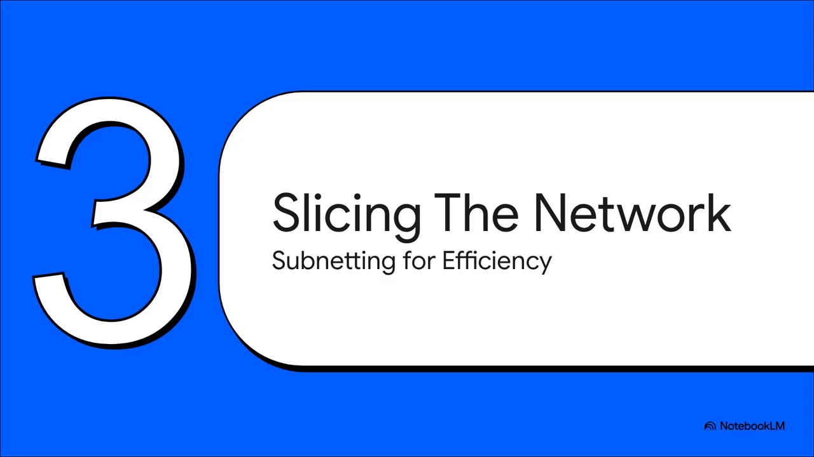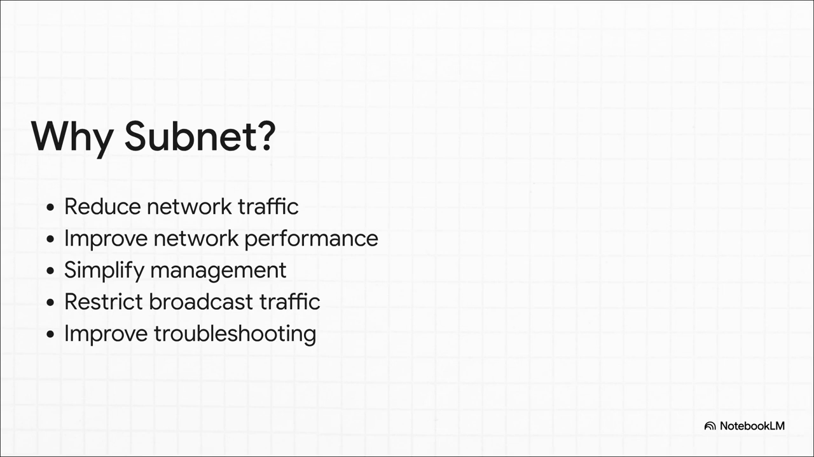It's this clever way of taking one big network and slicing it up into smaller, more efficient, and more secure subnetworks. And why even bother doing this? Well, subnetting solves some huge problems. For one, it cuts down on a ton of unnecessary network chatter, which really boosts performance. It makes the whole network way easier to manage. And maybe most importantly, it improves security by keeping any potential problems contained in one small neighborhood instead of letting them spread everywhere.